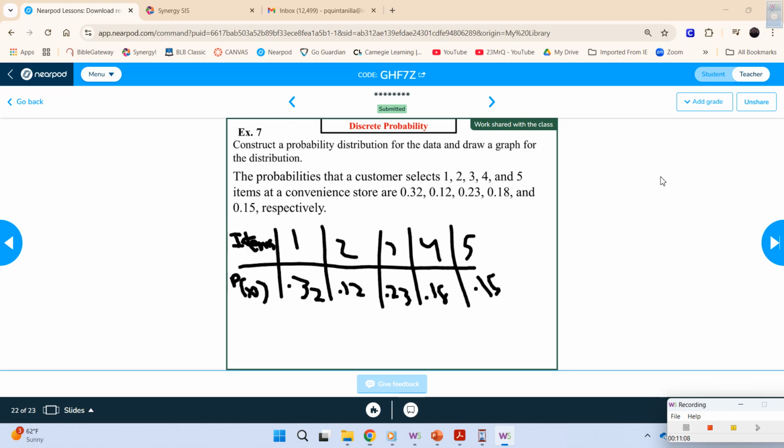All right, let's see. Austin, is that a probability distribution? Yes, why? The probability equals 1, that is correct. All right? Pretty good.